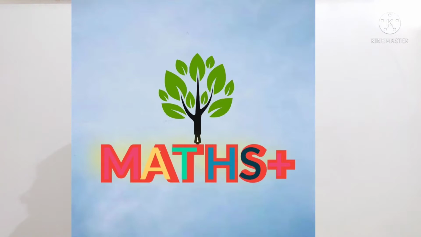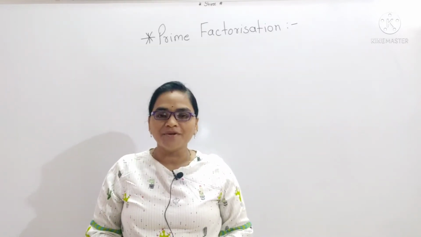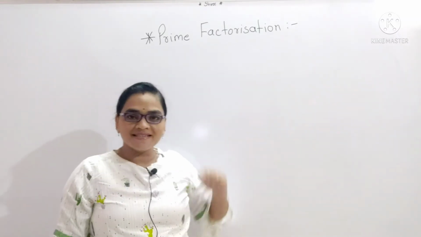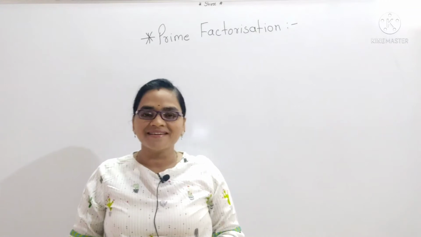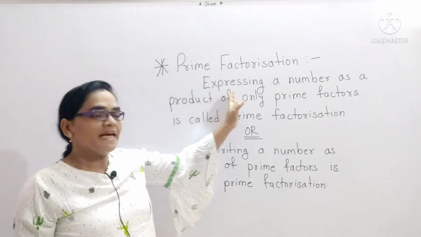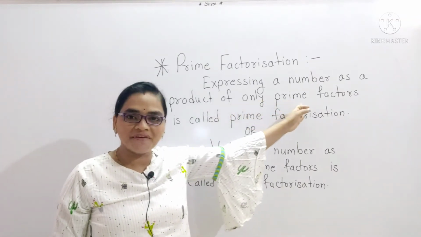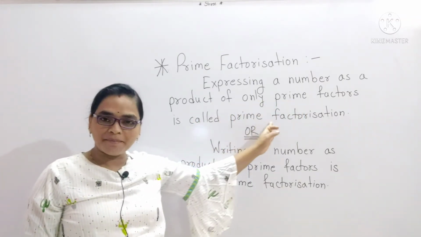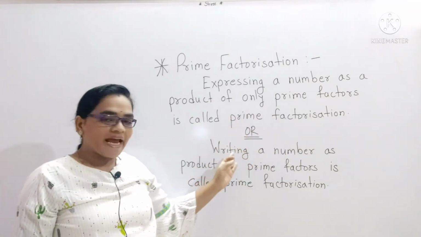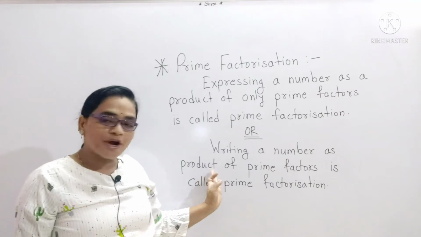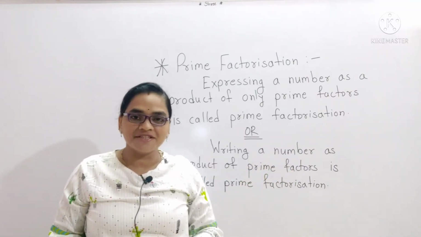In the previous video, we discussed factors and multiples. Today we are going to discuss prime factorization. What does prime factorization mean? Expressing a number as a product of only prime factors is called prime factorization. In other words, writing a number as a product of prime factors is called prime factorization.